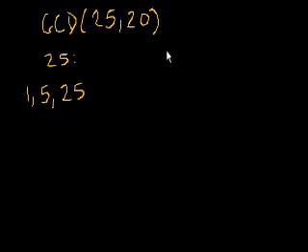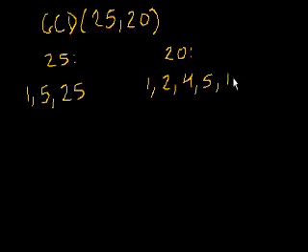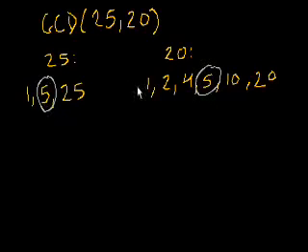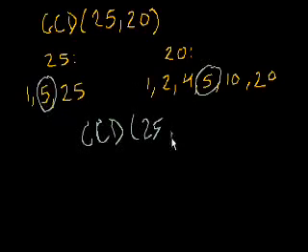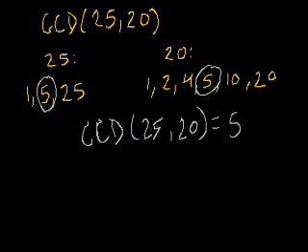And now we do the factors of 20. The factors of 20 are 1, 2, 4, 5, 10, and 20. And if we just look at this by inspection, we see they both share 1, but that's nothing special. But they both have the common factor of, you got it, 5. So the greatest common divisor, or greatest common factor, of 25 and 20 equals 5. Let's do another problem.